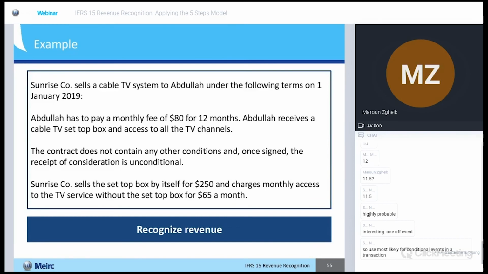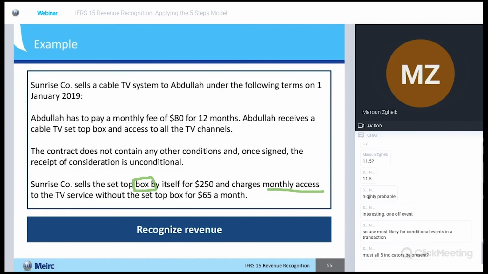Okay, let's go to the example here. In this case, when do we recognize revenue? We recognize revenue from the sale of the box at a point in time. Why? Because the box is transferred from the seller to the buyer at a point in time. The buyer is accepting, the seller has a right of payment, the buyer is benefiting from the risks and rewards of the box. Whereas regarding the service, the monthly access is over a period of time and not a point in time.